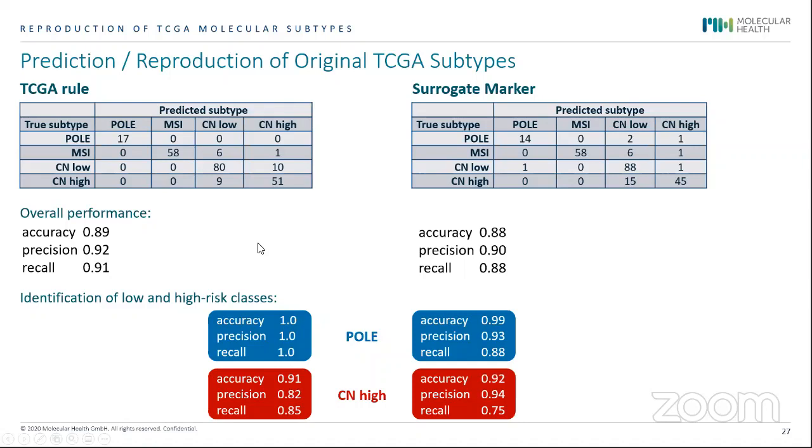For the CN high class, we are not that perfect, but still very good with an accuracy of around 90%. And here again, what's seen is that the surrogate marker-based classification is a little less sensitive and a little more precise than the TCGA rule. So it identifies fewer tumors as CN high. But those it identifies are very precise.